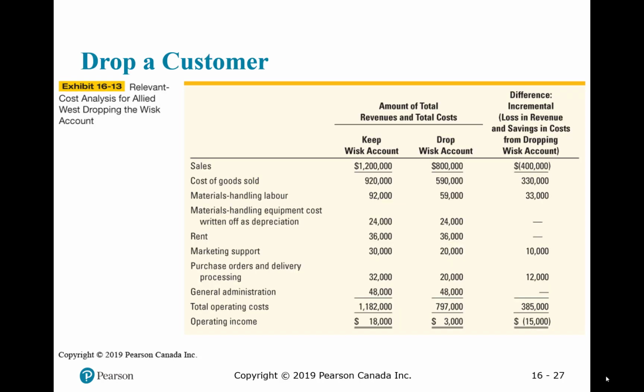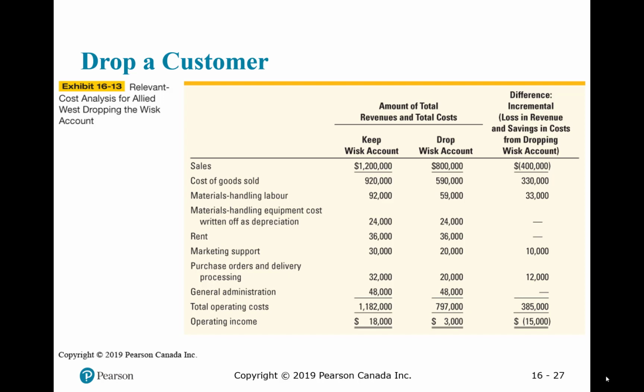Finally, we'll talk about dropping a customer or keeping a customer. And again, we'll look more at this in the chapter on relevant costing, which is chapter 11. But if we look here, we've got a customer called Whisk. Now, if we keep their account versus if we drop their account, what we have to look at are the incremental differences of things that will either change or not change. Dropping the Whisk account will save us some cost of goods sold and some material handling labor as well. But equipment depreciation, rent, general and admin costs aren't going to change, and as a result, they should be irrelevant to the overall decision.